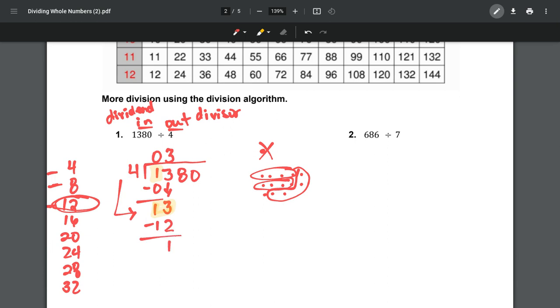3 minus 2 is 1. 1 minus 1 is 0. After you subtract, you always bring down. And then you just kind of start over. Now you're looking at how many groups of 4 you can get out of 18.